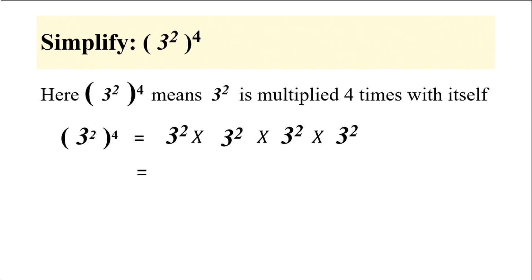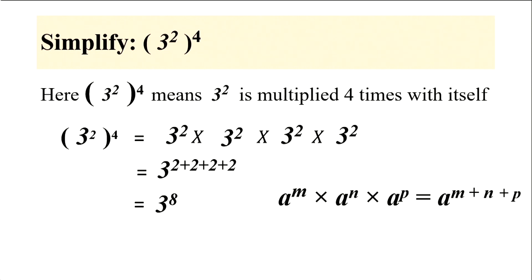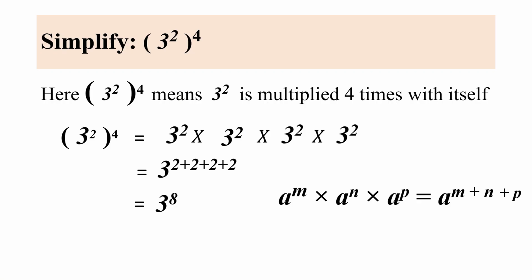How can we simplify this? By using the law of exponents. Simply here, since the bases are the same, we have to add the exponents. So here 3 to the power of 2 plus 2 plus 2 plus 2 gives us the final answer. So the law we used means, a to the power of m into a to the power of n into a to the power of p is equal to a to the power of m plus n plus p. So based on this, we have simplified 3 squared into 3 squared into 3 squared into 3 squared. What we obtained? 3 to the power of 8.